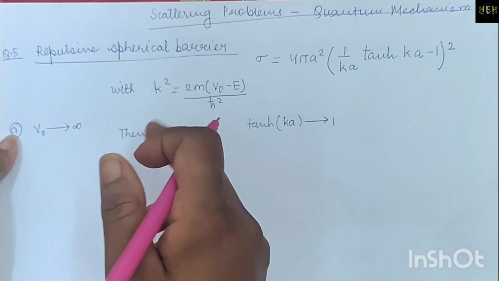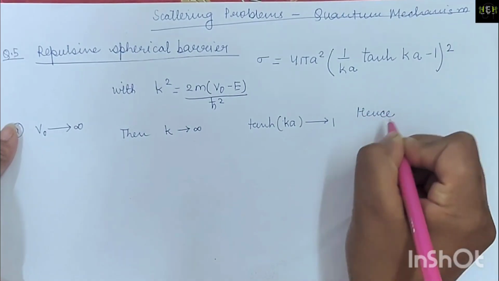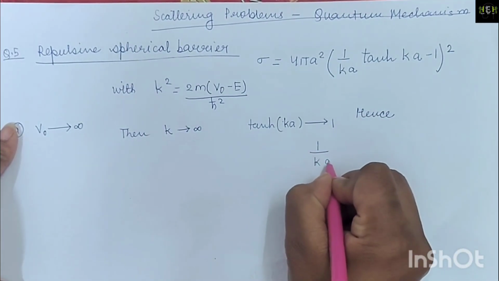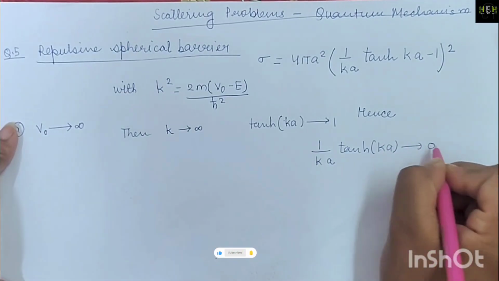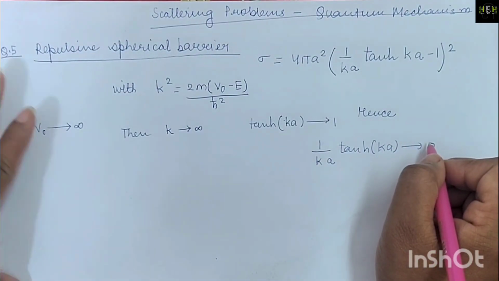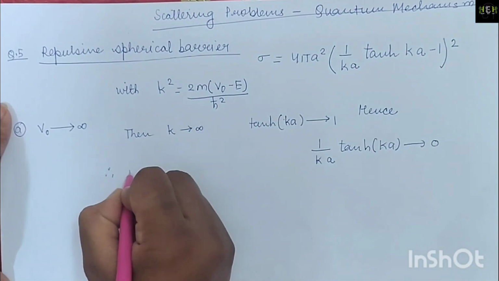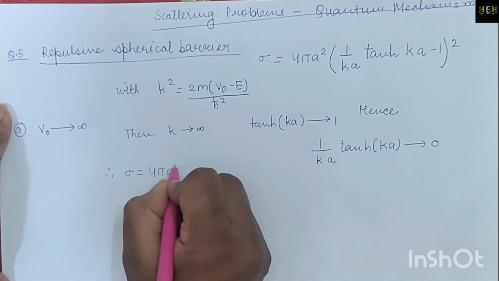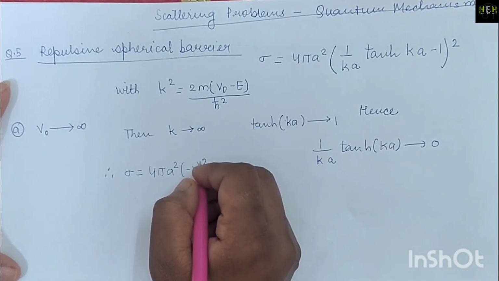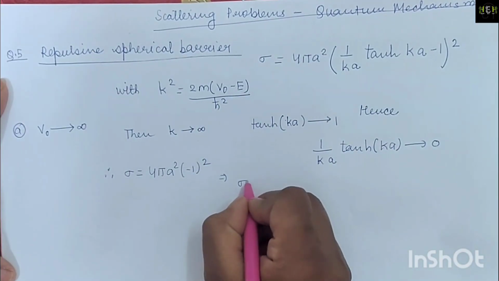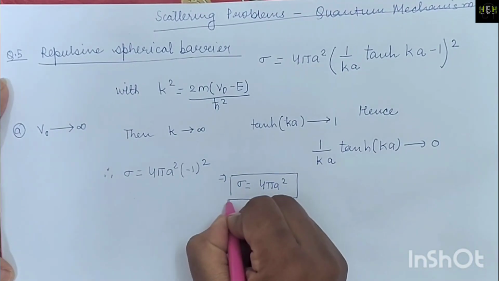Okay, now what to do? When both these conditions hold, what does it mean? Hence my 1 upon ka tanh ka will tend to 0. So when it tends to 0, therefore my sigma will be 4 pi a square times (0 minus 1) to the power whole square. Okay, is this okay? So this implies that my sigma will be 4 pi a square. This will only happen when V naught tends to infinity.